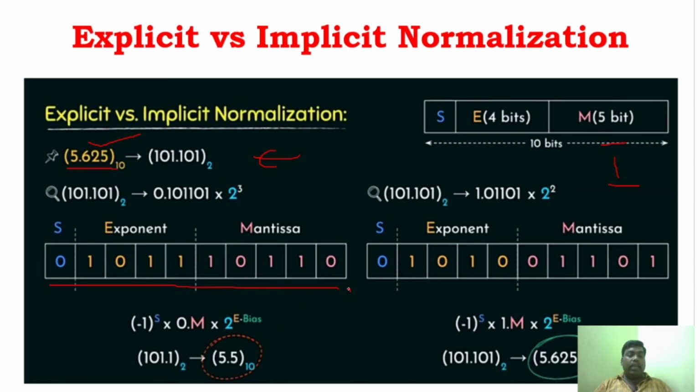We know the bias value is 8, correct? So now, this is the computer representation. From the sign bit 0, what will happen here? It is a positive number, otherwise it would be 1. So from the 0, you understand that it is a positive value.